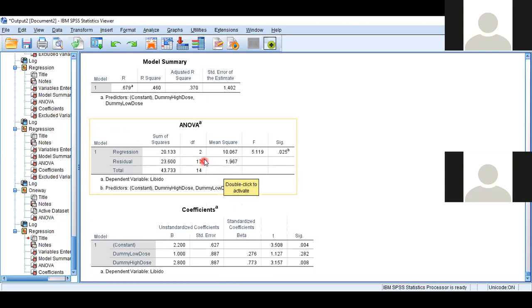If you want to explain the degrees of freedom in the context of the regression, 2 here means there are 2 factors, the 2 dummies you created. Are you following? Yes. They are serving as 2 separate X, 2 exposure variables. You get the vision now. And the residual degree of freedom is the sample size minus the number of factors, minus 1, which is the constant.